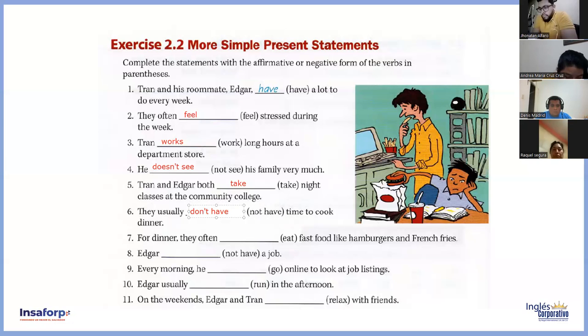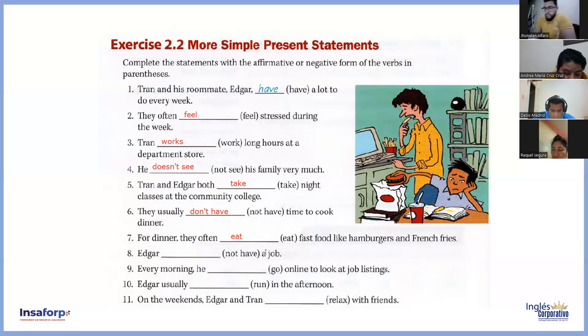Okay, let's go with the next one. Dennis, please, number seven. For dinner, they often... What do you have in the verb? Eat. Okay, eats. No. What is the... ¿Qué le tengo que quitar? What do I have to delete? Yes. Yes, that's right. Perfect, Dennis. Thank you.